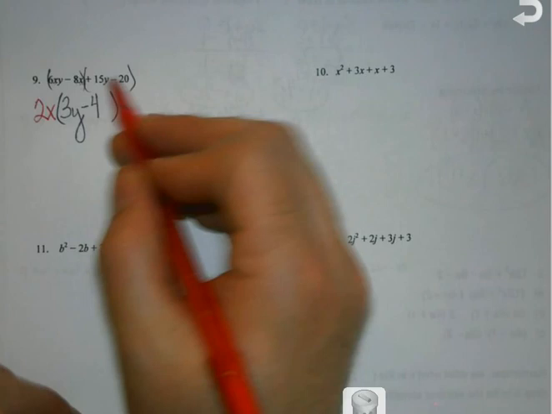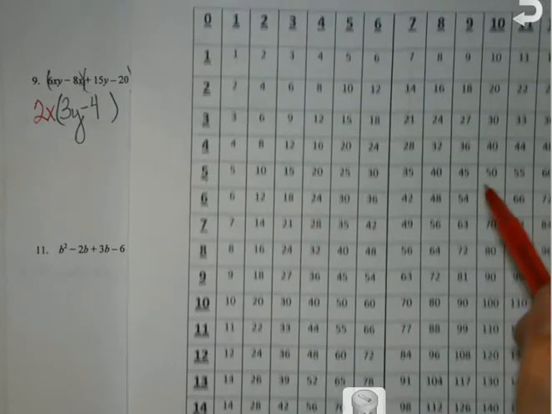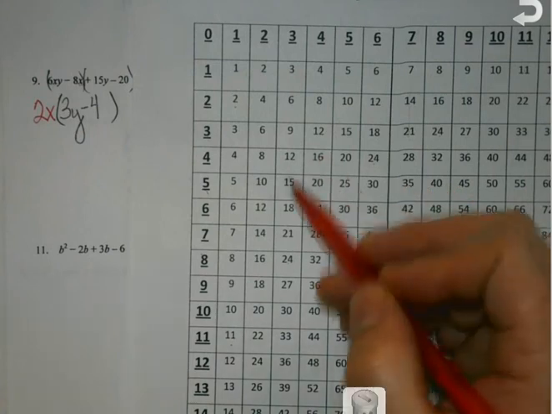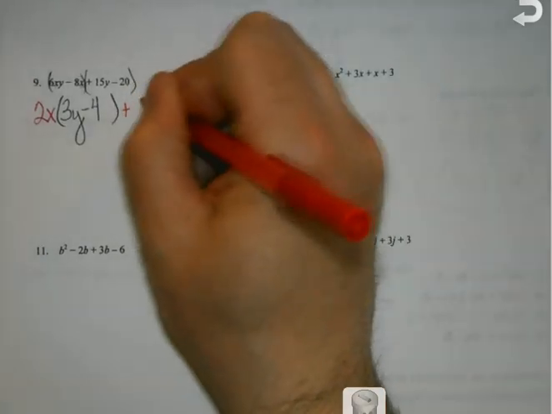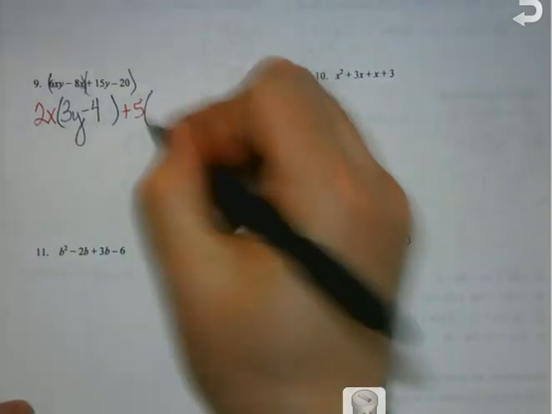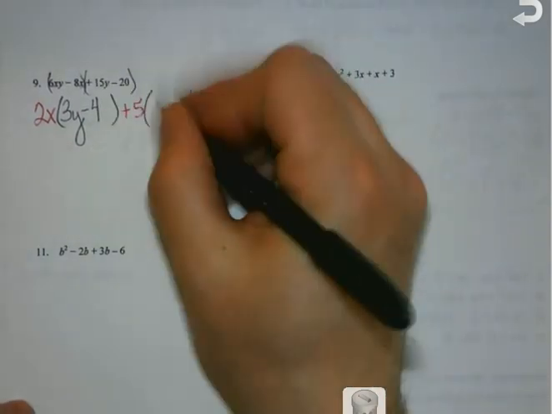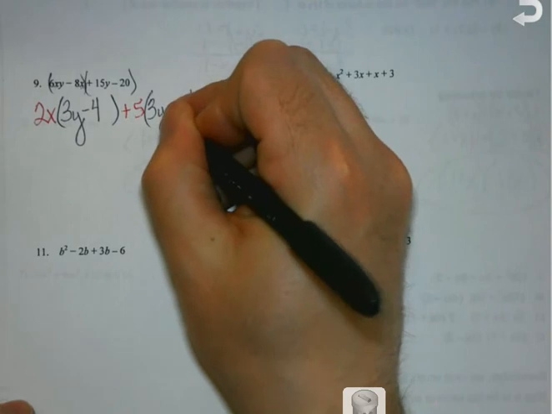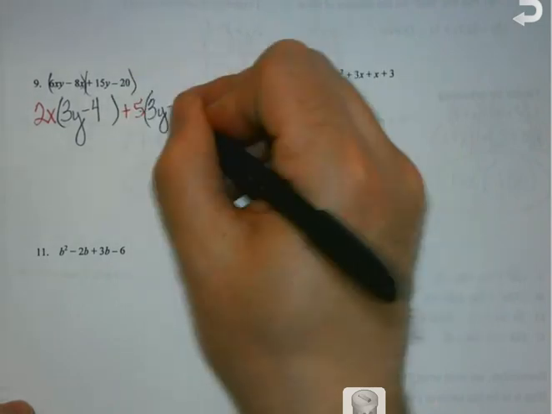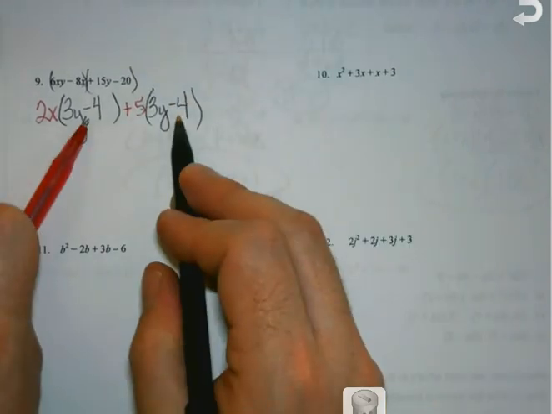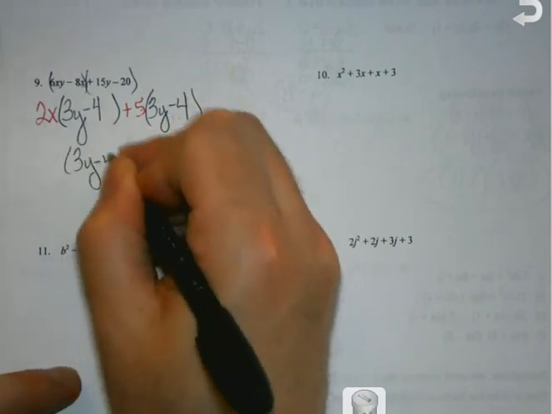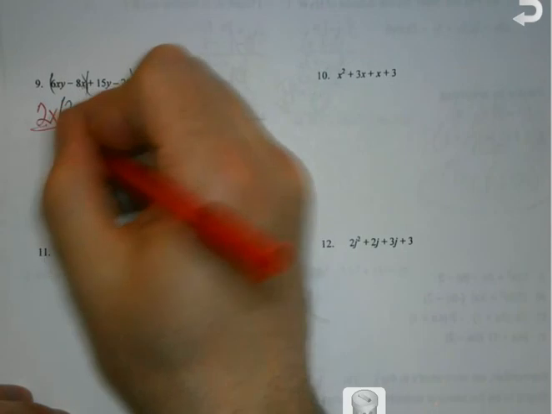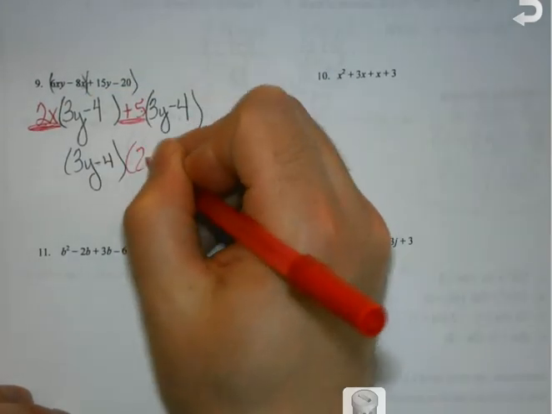So let's see here, 15 and 20. 5. Okay, let's try that out. So 5 times what gets me to 15? That's 3. 5 times what gets me to negative 20? That's negative 4. Nice. And again, the ones that are the same, we just use them. And then I used my greatest common factors for the other.